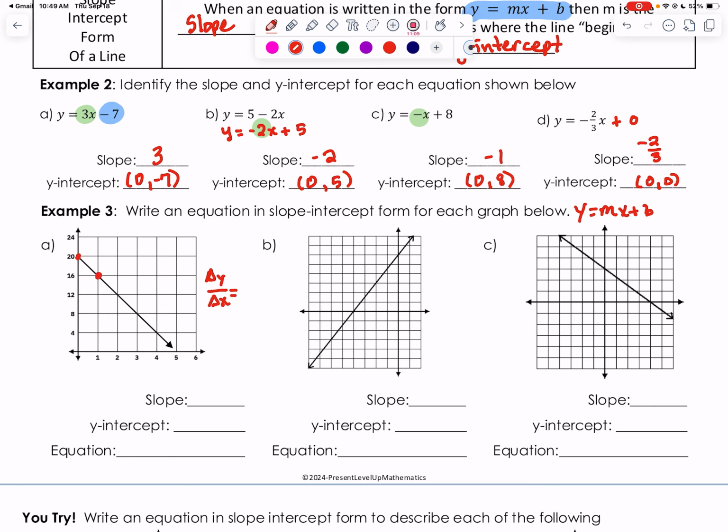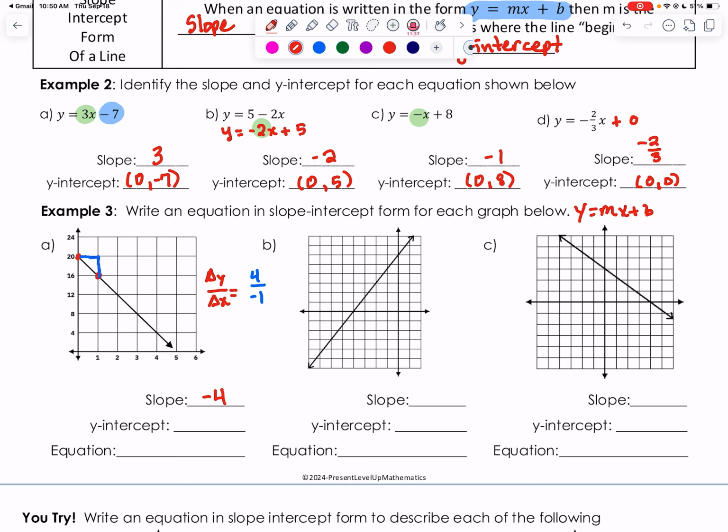Okay. Now to get the slope, I start with the bottom point that I chose, and we want to know, how did the y values change? Well, the y values went from 16 to 20. That means they went up 4 units. All right. Then I'm going to move to the left 1 unit. So that would be -1. So therefore, that tells me I have a slope of -4.